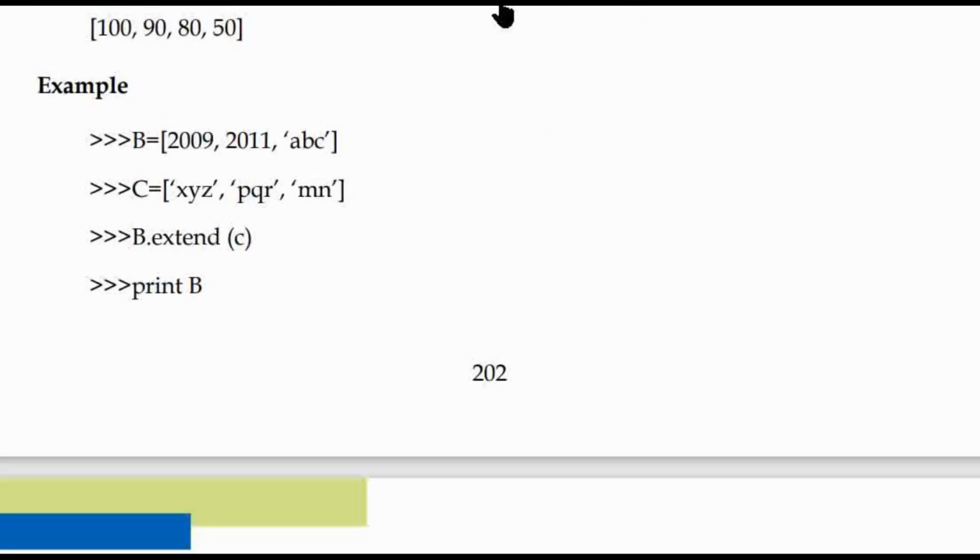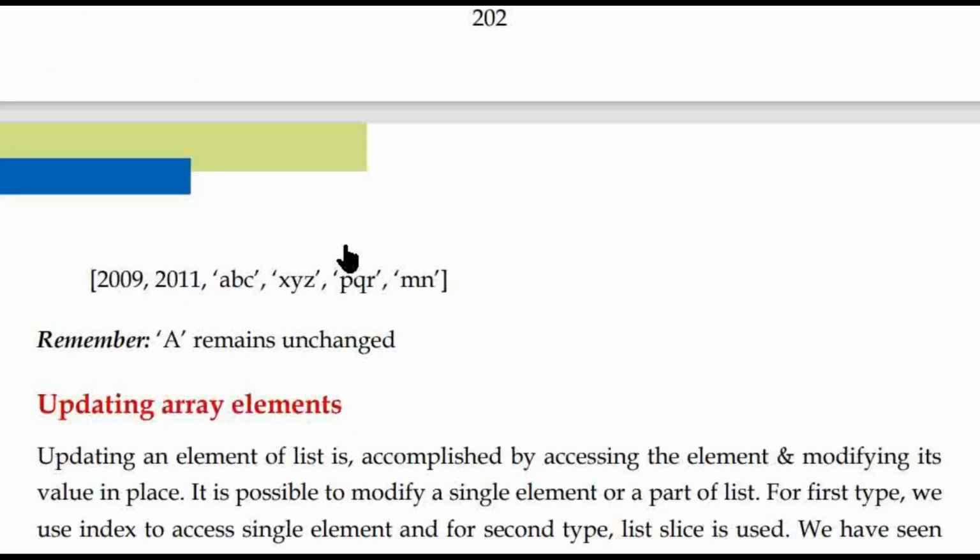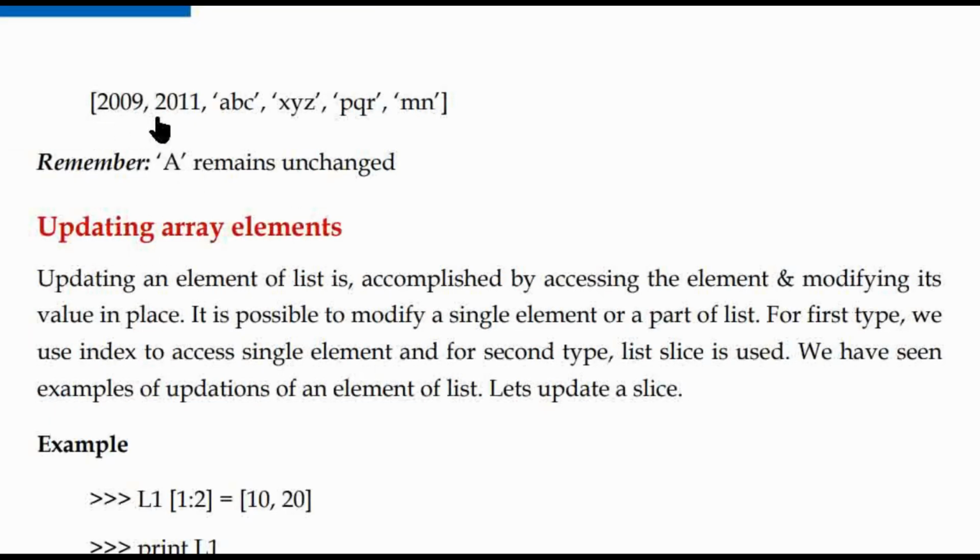Next example, B is a list. It includes 2009, 2011, ABC. List C includes XYZ, PQR, MN. B.extend(C). Now print B. So the list is extended. See the output: 2009, 2011, ABC, XYZ, PQR, MN. Remember, A remains unchanged.